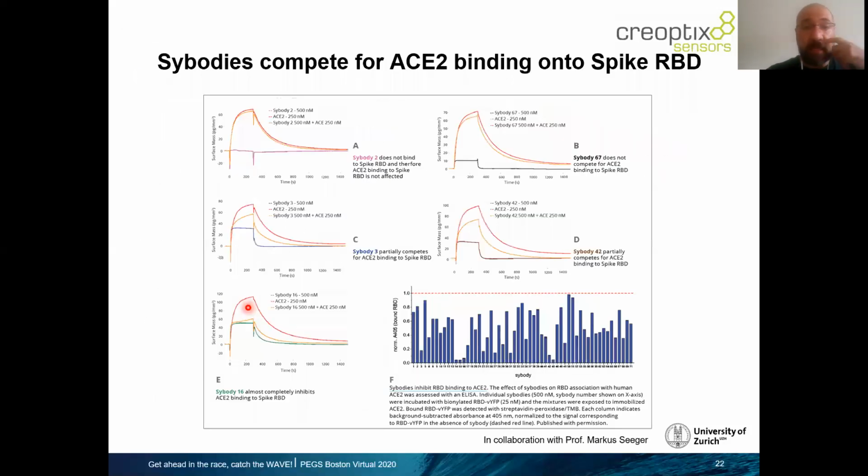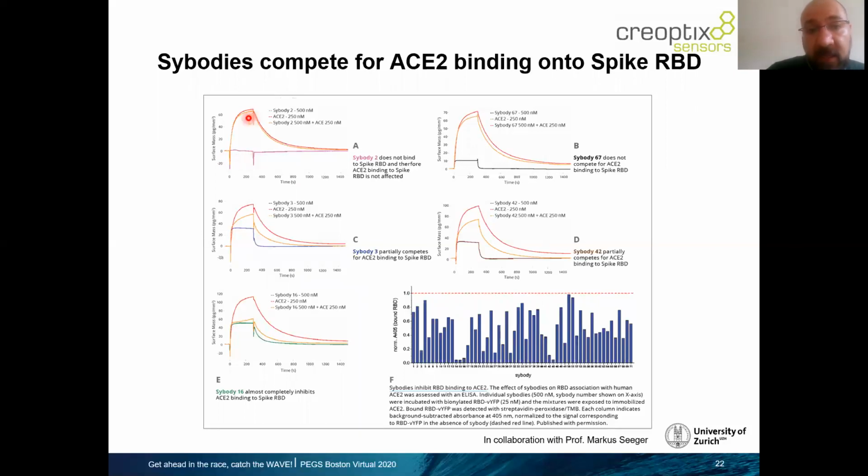And we could even characterize it further and also validate the ELISA data by doing a competition with ACE2, because ACE2 binds Spike, and these SAI-bodies can bind at the same epitope as ACE2, so they can compete for ACE2 binding. This is an example here of a SAI-body that doesn't bind RBD at all.